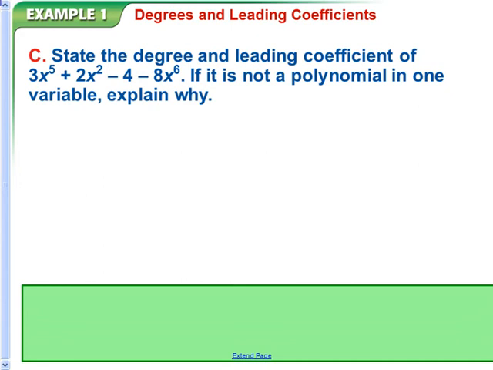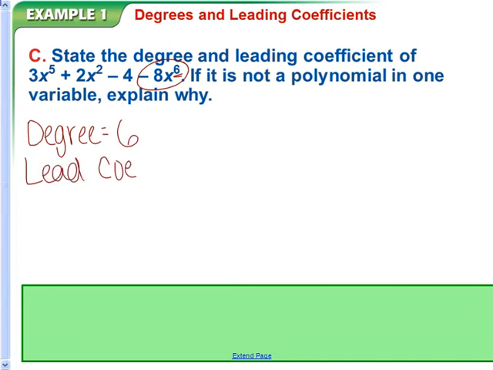Okay, looking at this one, which one has the highest degree? Or what is the degree of this polynomial? Which one is the highest number? That would be this one right here, and it has a degree of 6. The leading coefficient is the number in front of it, which is -8. And is this a polynomial in one variable? There's only x's given, so yes, it is a polynomial in one variable. So we don't need to explain it because it only says if it is not a polynomial, explain why.